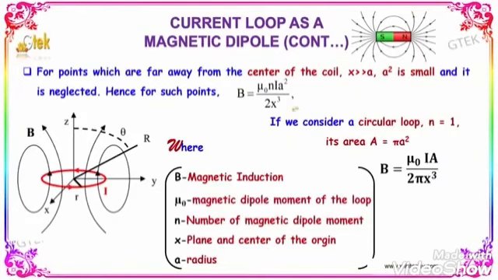For points which are far away from the center of the coil, x is very much greater than a, so a square is neglected. Hence for such points, B is equal to mu naught n I a square by 2 x cube. If we consider a circular loop, n is equal to 1, its area A is equal to pi a square. Therefore, B is equal to mu naught I A by 2 pi x cube. Here B is the magnetic induction, m is the magnetic dipole moment of the loop, n is the number of turns, x is the distance from the center of the loop, and a is the radius.